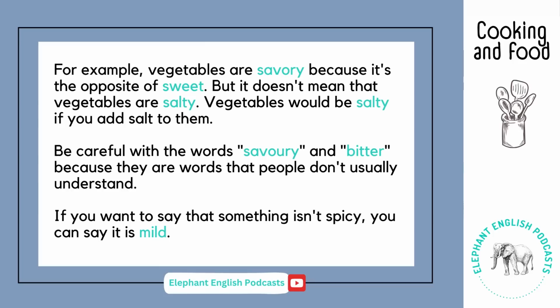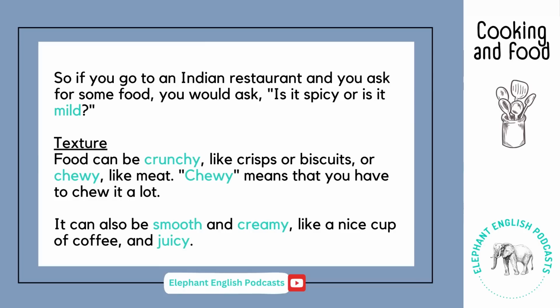If you want to say that something isn't spicy, you can say it is mild. So if you go to an Indian restaurant and you ask for some food, you would ask, is it spicy or is it mild? Then we have some words to talk about texture. Food can be crunchy, like crisps or biscuits, or chewy, like meat. Chewy means that you have to chew it a lot.